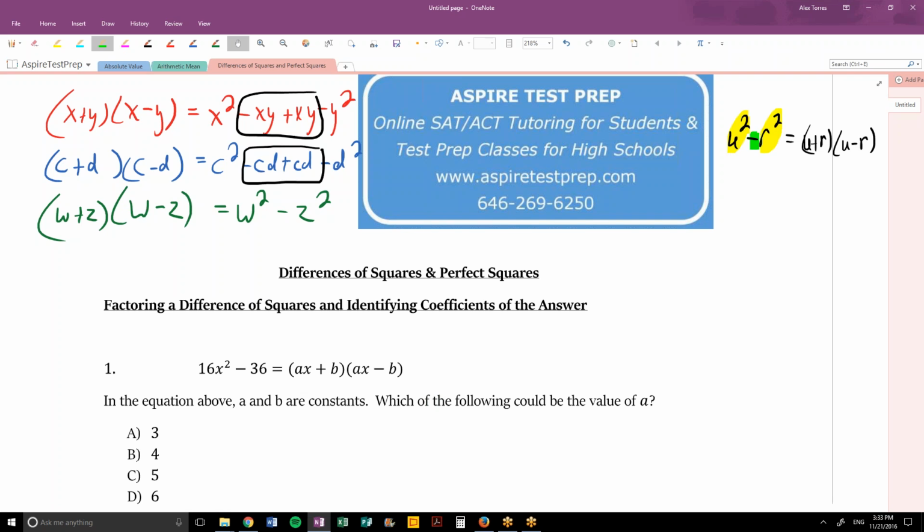So now, having a firm handle on that, when we see something like 16x squared minus 36, we know that's going to factor to 4x plus 6, 4x minus 6. We're being asked about the possible value of a, which is the first term of both of these, and a could be equal to 4.